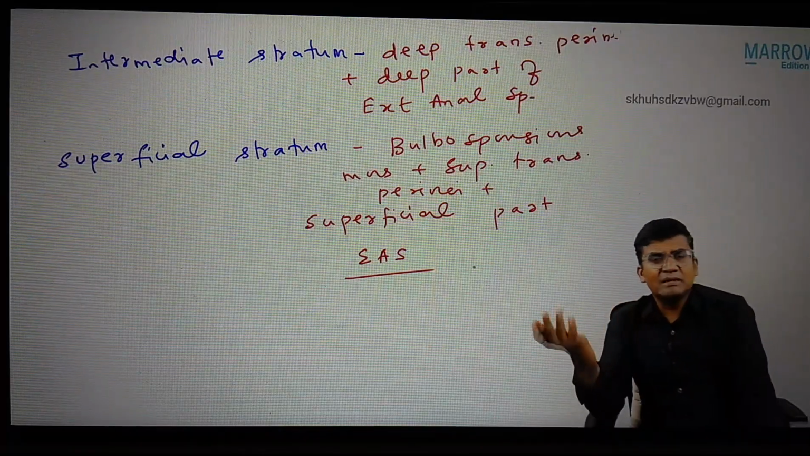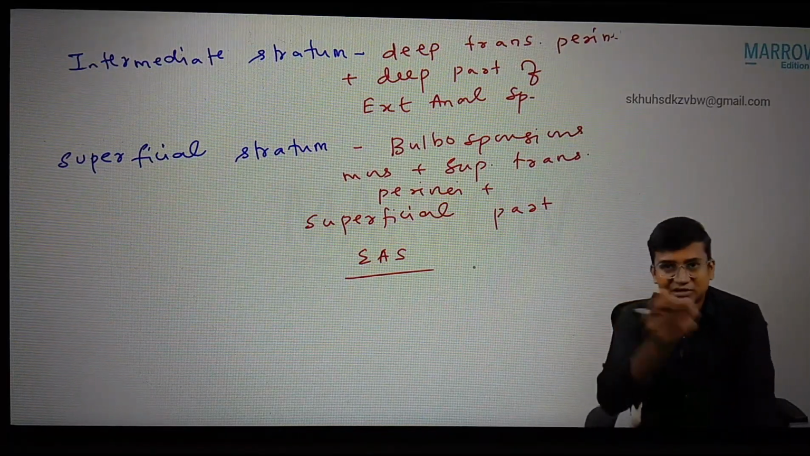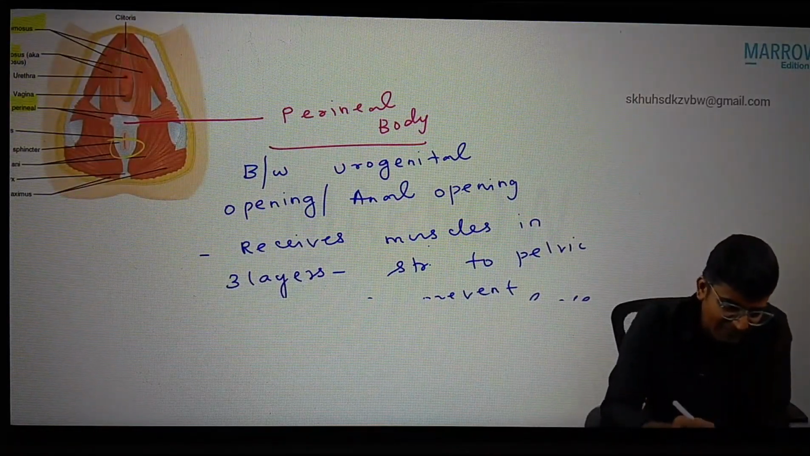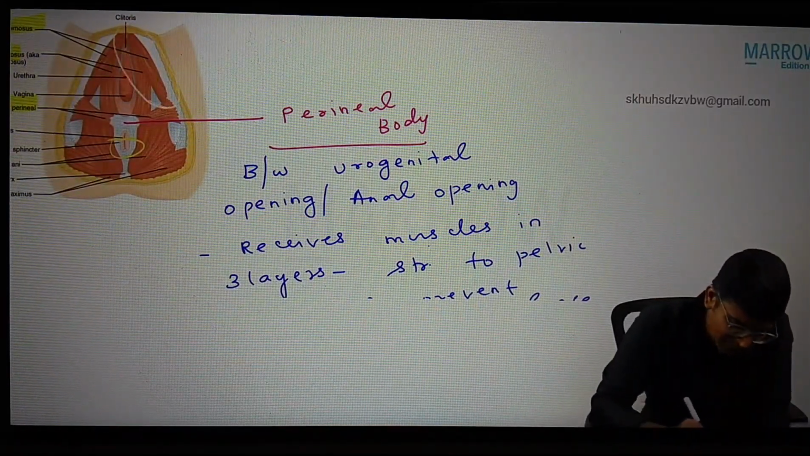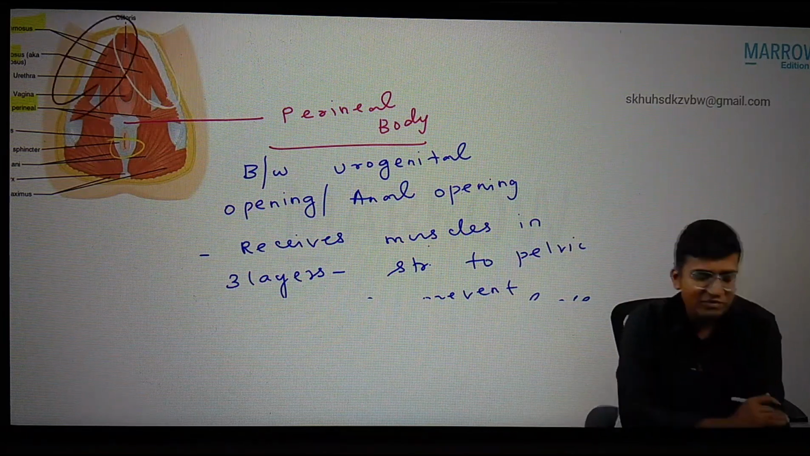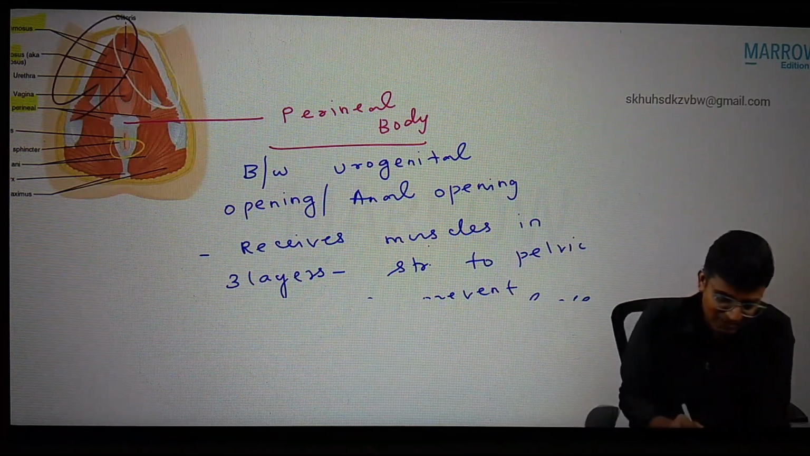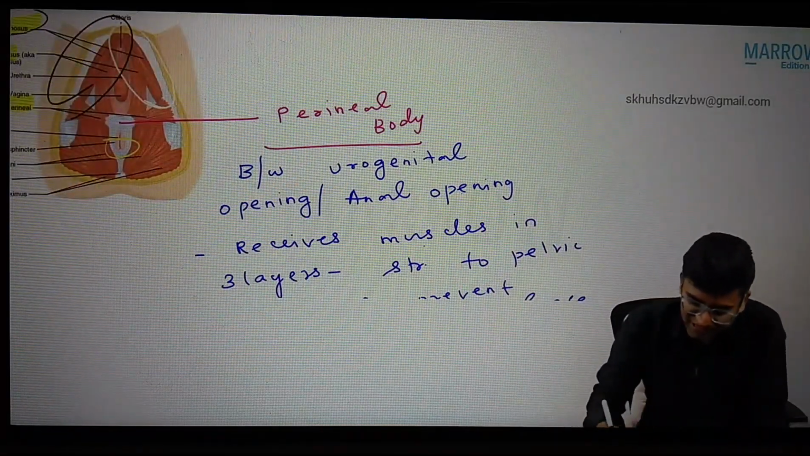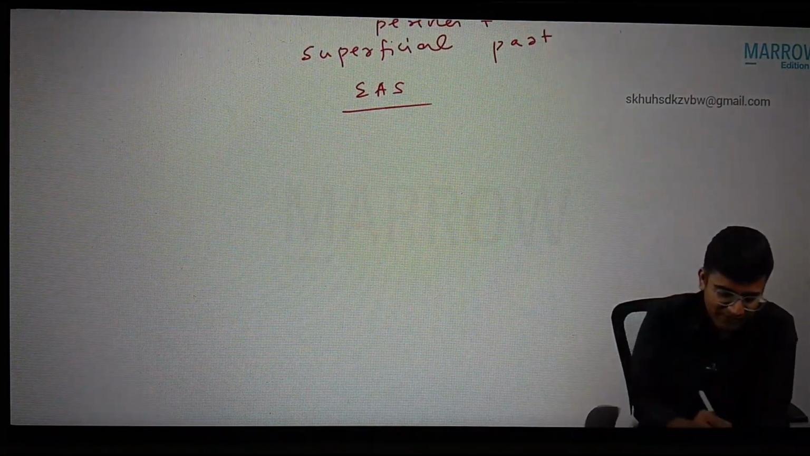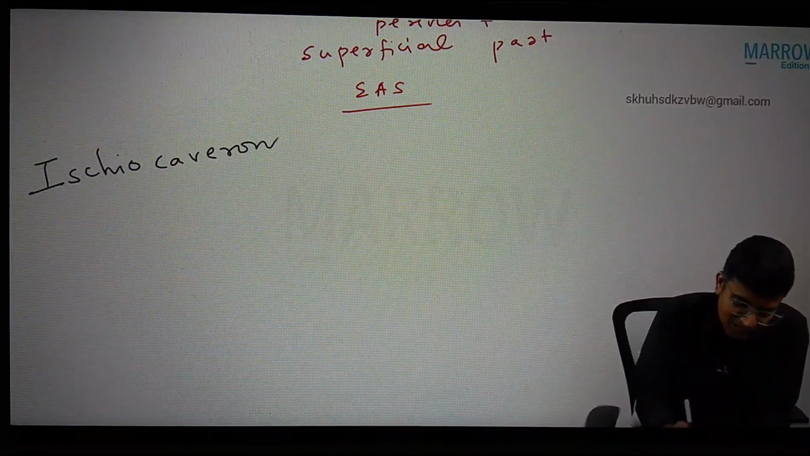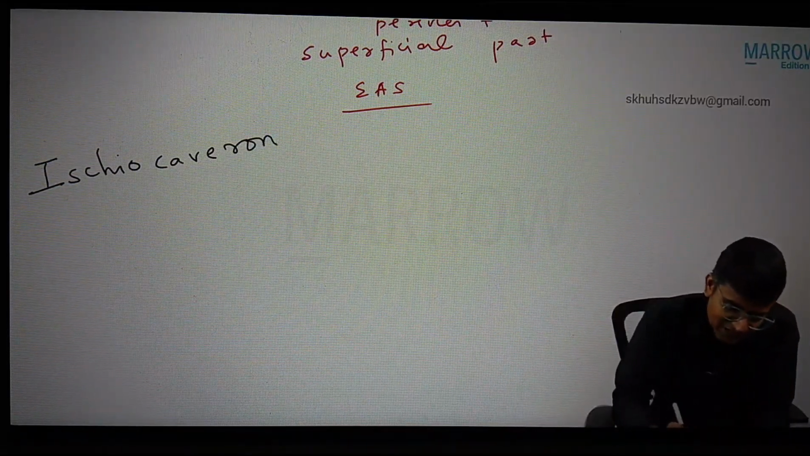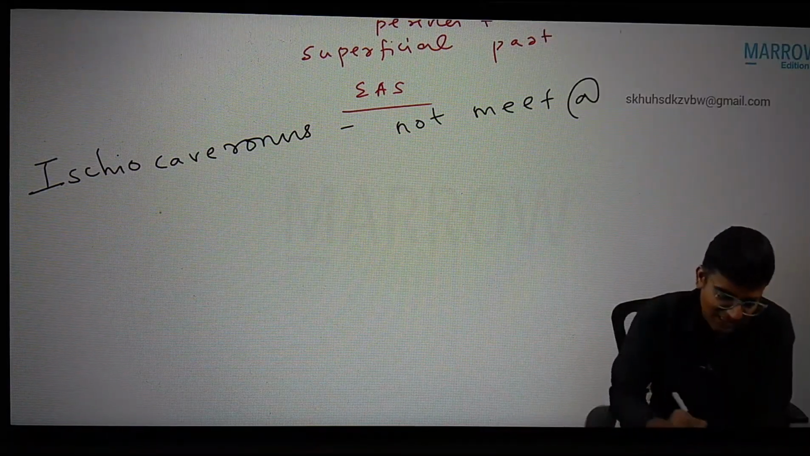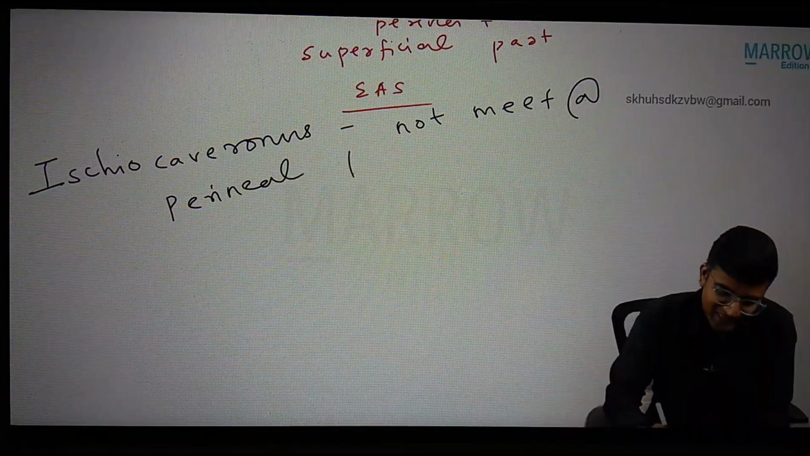So almost all the muscles meet at the perineal body, except only one muscle which is not meeting at the perineal body. Which muscle? See the diagram? This is the only muscle which is not meeting at the perineal body. What muscle? That muscle is our ischiocavernosus muscle. So ischiocavernosus muscle is the only muscle which will not meet at the perineal body. Okay, right.